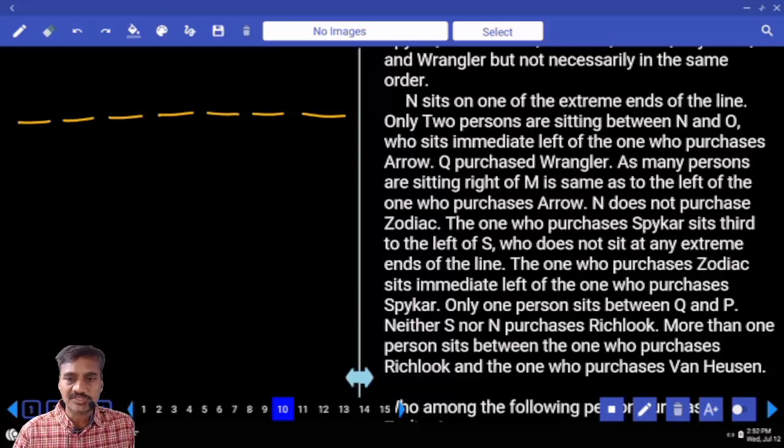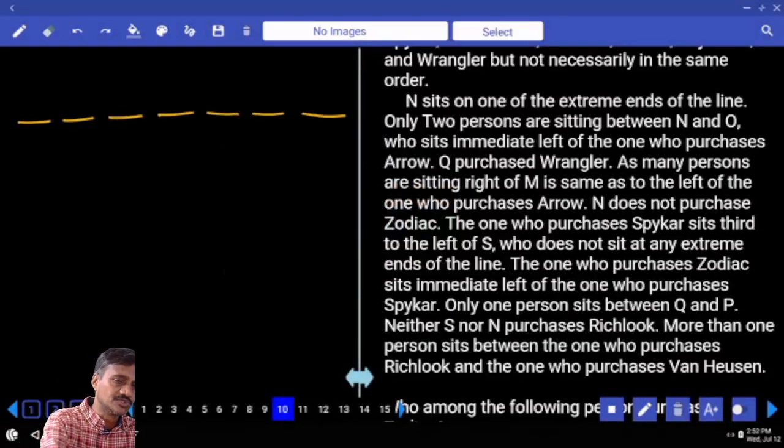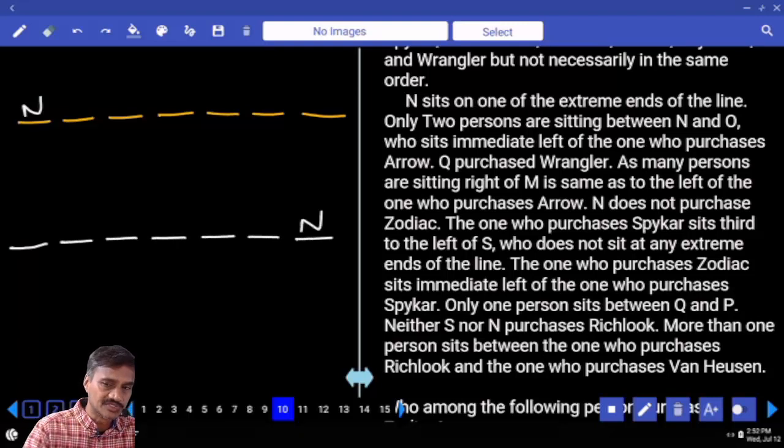Then N sits at one of the extreme ends of the line. How many possibilities do we have for this? Two. N can be at the left extreme, or N can be at the right extreme. And only two persons sit between N and O. In between N and O, there are 2.